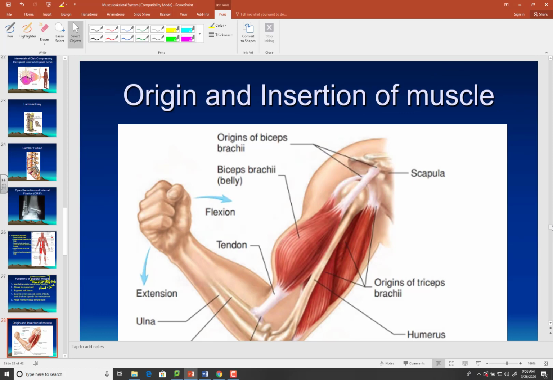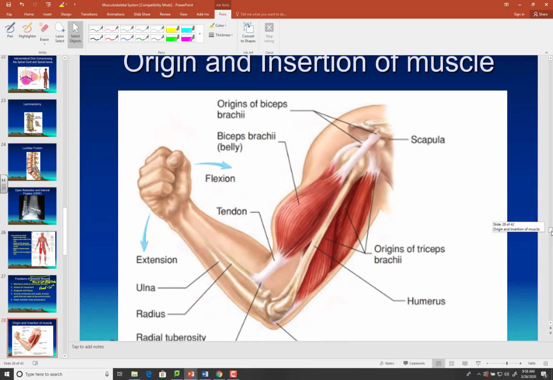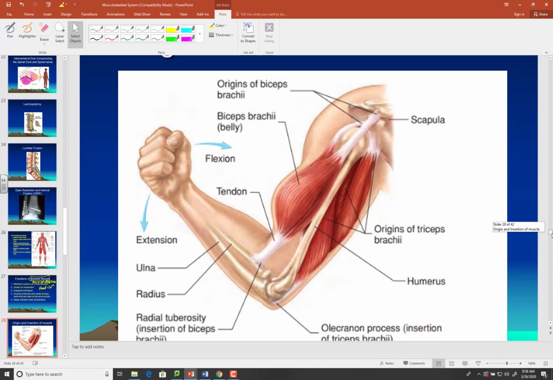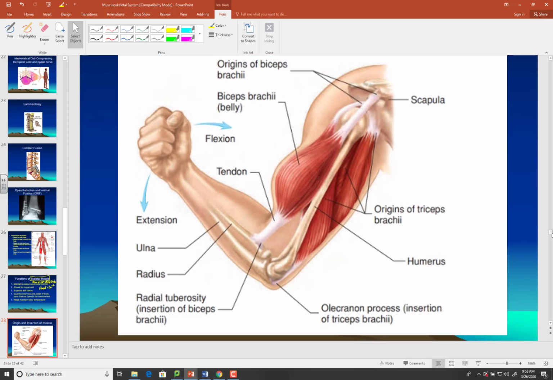Now, when you talk about origin and insertion of muscle, this is pretty basic. Now watch. The origin is the bone that the muscle's attached to that doesn't move. The insertion is the bone that moves when the muscle contracts. So as you can see right here, you have the bicep, and it's connected to the radius. And then it's also connected to the scapula and to the shoulder socket itself.